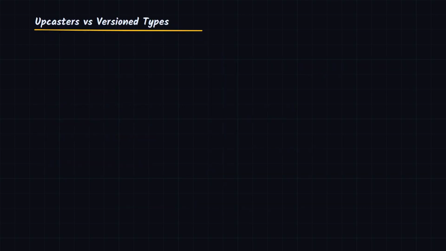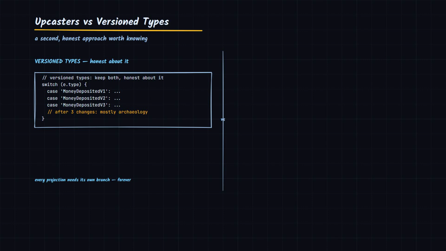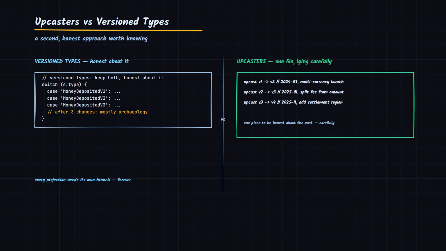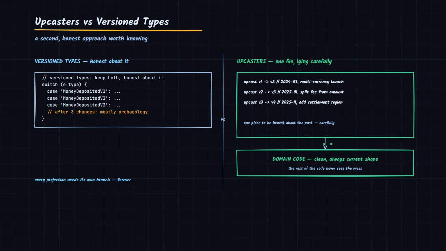There is a second approach worth knowing. Instead of upcasting V1 into V2, you keep both types and teach your fold to handle each. That is honest, because the two really are different events written by different systems in different eras, and there is no pretense. The cost is that every projection now has a branch for every version, forever, and after 3 changes, your fold is mostly archaeology. Upcasting concentrates that mess in one place and lets the rest of the code stay clean, at the price of a translation layer that is quietly lying, in a well-documented way, about what was on disk.